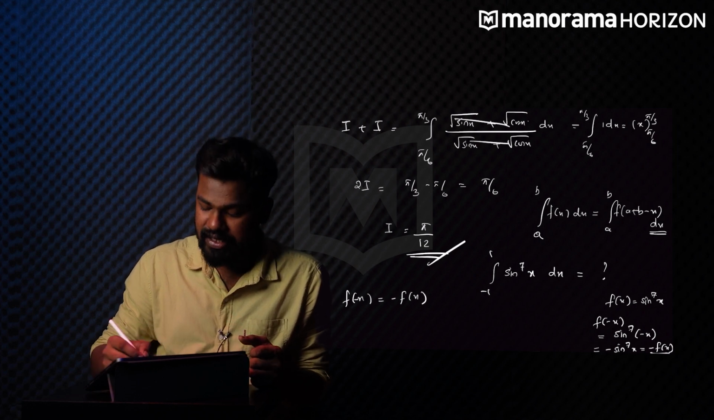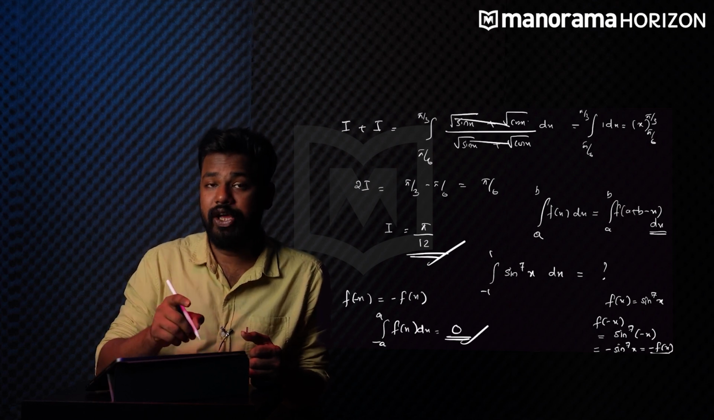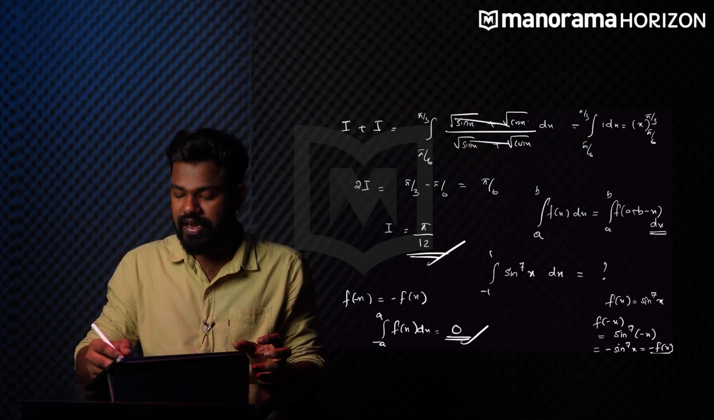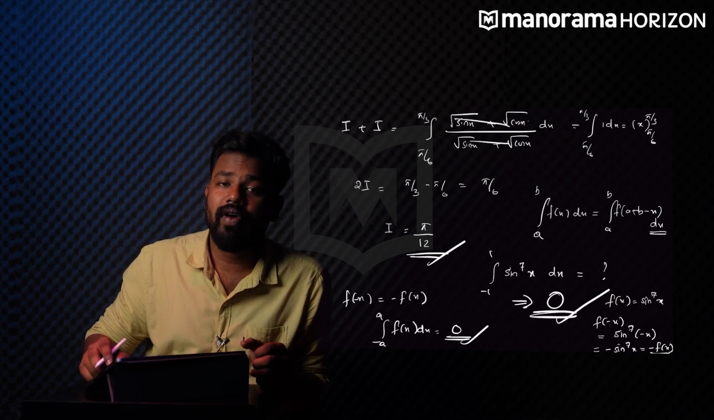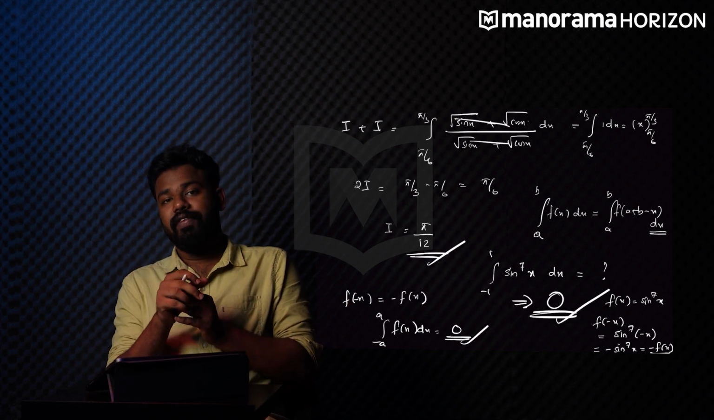So if that is the case, then the integral from minus a to a of f of x dx is what? We have studied that property. It is equal to 0. So now it is an odd function. The integral from minus 1 to 1 of sine raised to 7x dx can be written as equal to what? 0. So that is how you find out the value using a direct property that we learned in definite integrals.